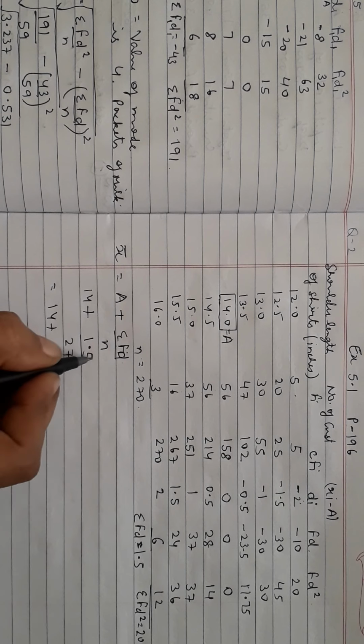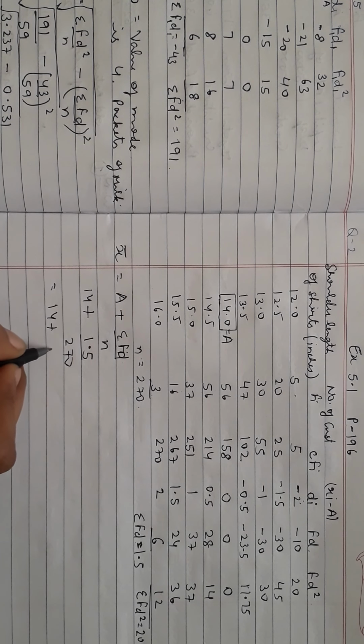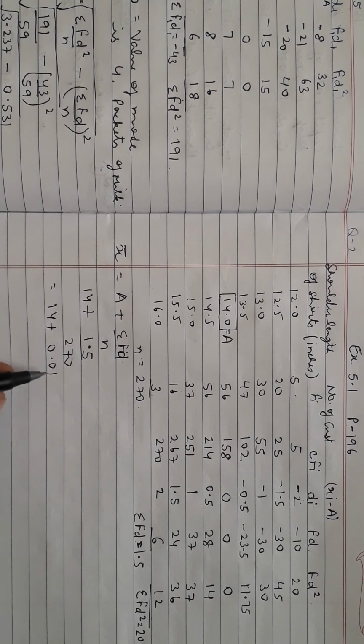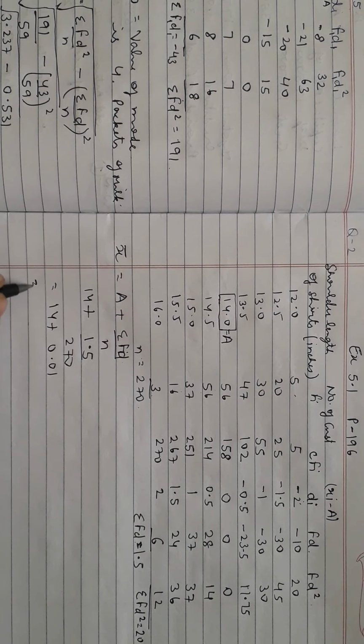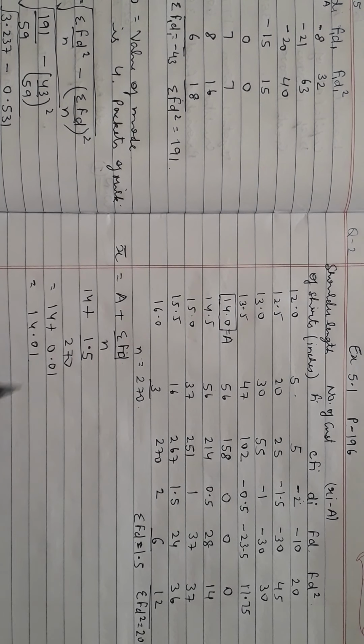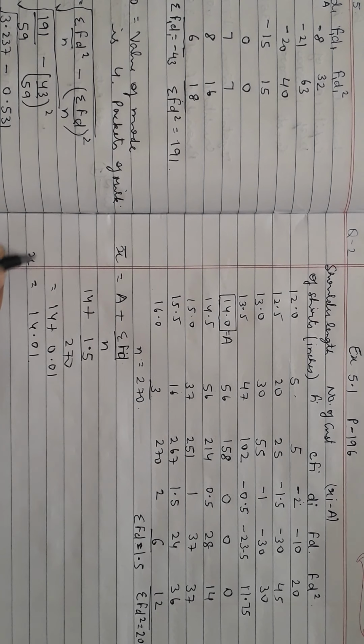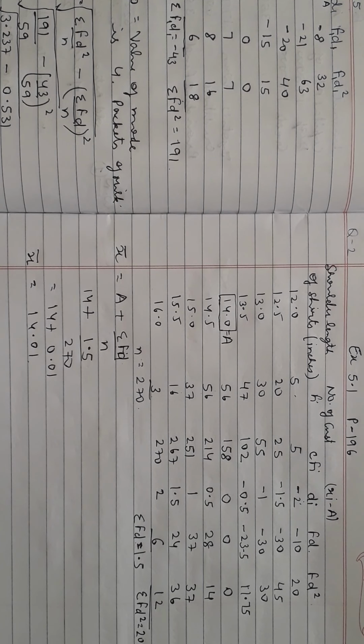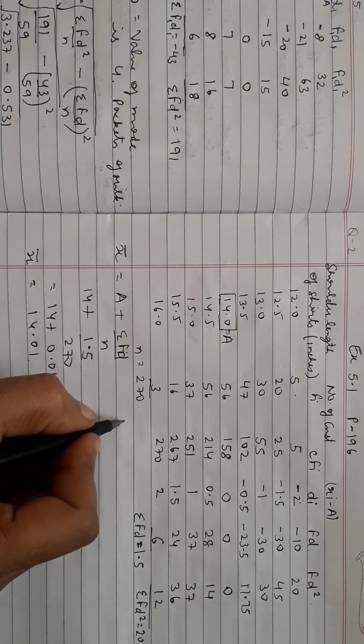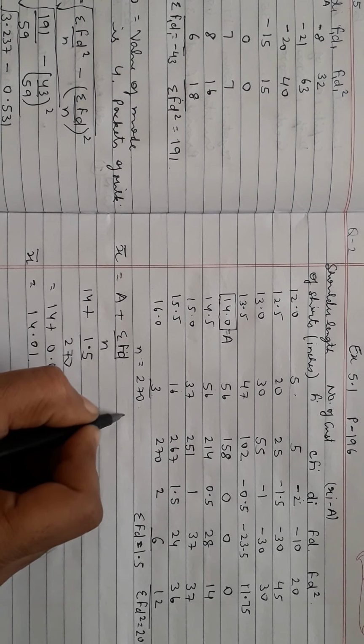14 plus dividing this we get, we have taken round up for this up to 2 decimal. So X bar value we have got is 14.01. First thing we have got X bar. Now second is median.